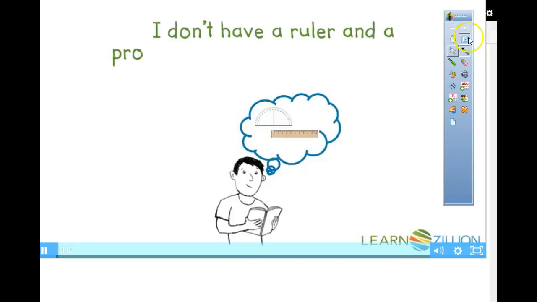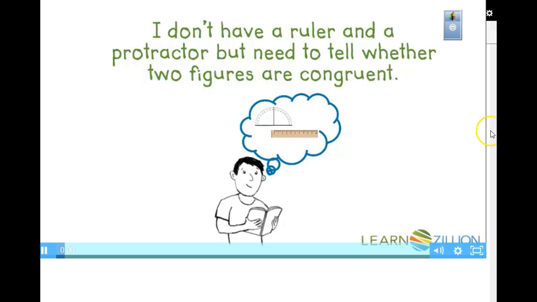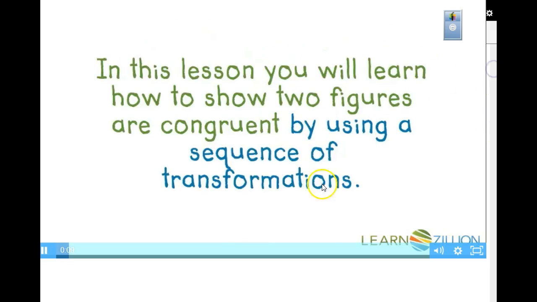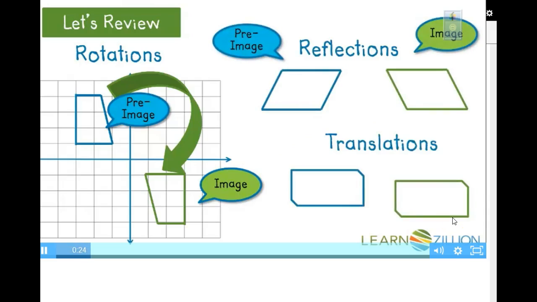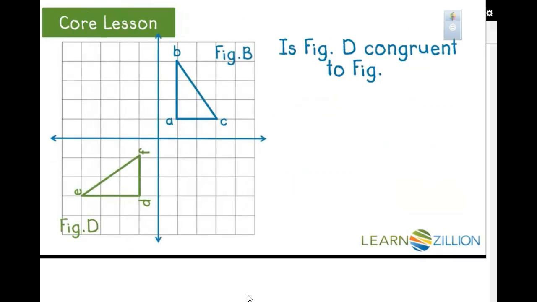I don't have a ruler and a protractor, but I need to tell whether two figures are congruent. In this lesson, you will learn how to show two figures are congruent by using a sequence of transformations. Let's review. We know there are 3 kinds of rigid transformations that keep size and shape the same: rotations, reflections, and translations. In a reflection, size and shape stay the same, but orientation and position change. In rotations and translations, size, shape, and orientation stay the same, but position changes.